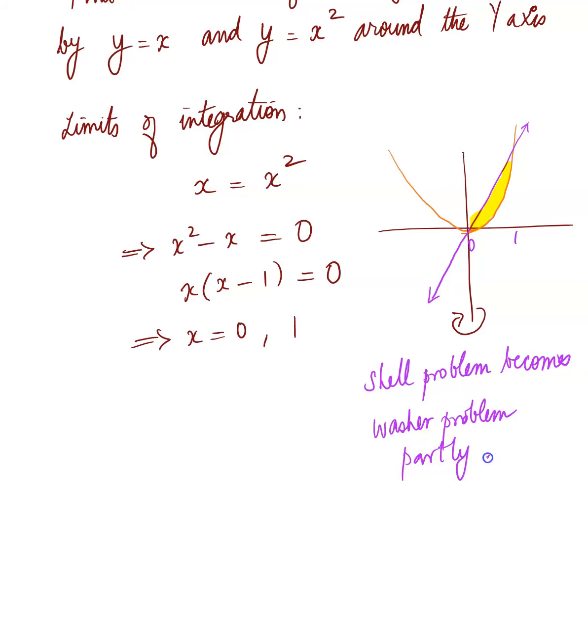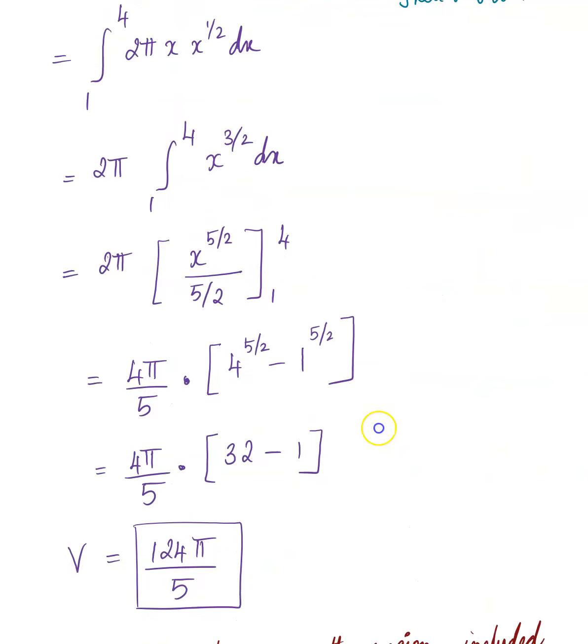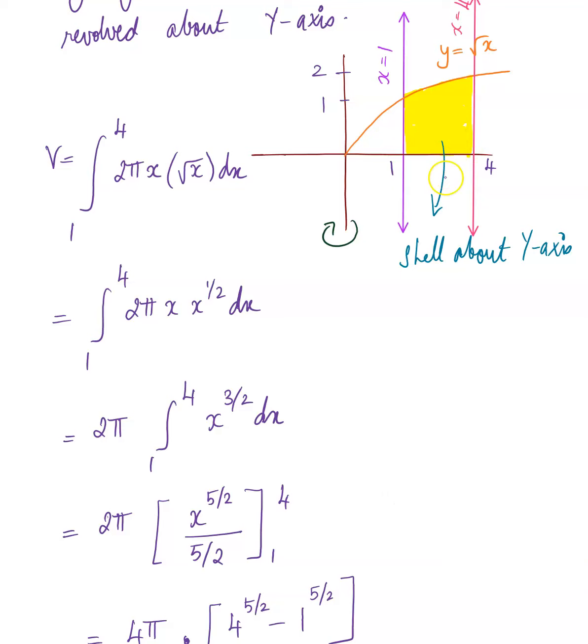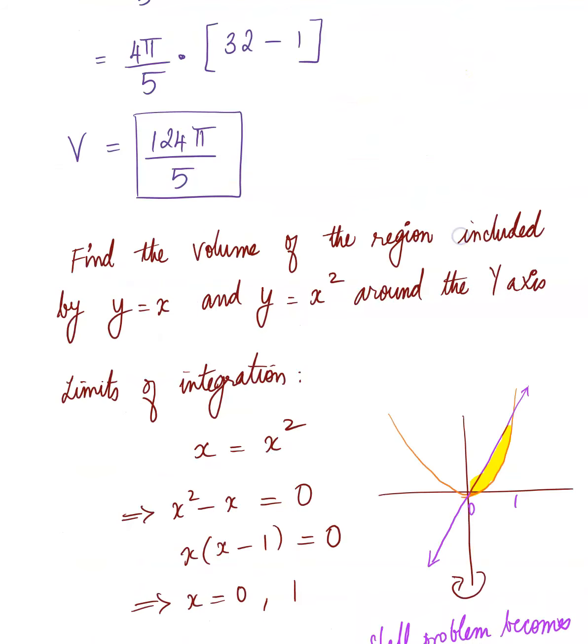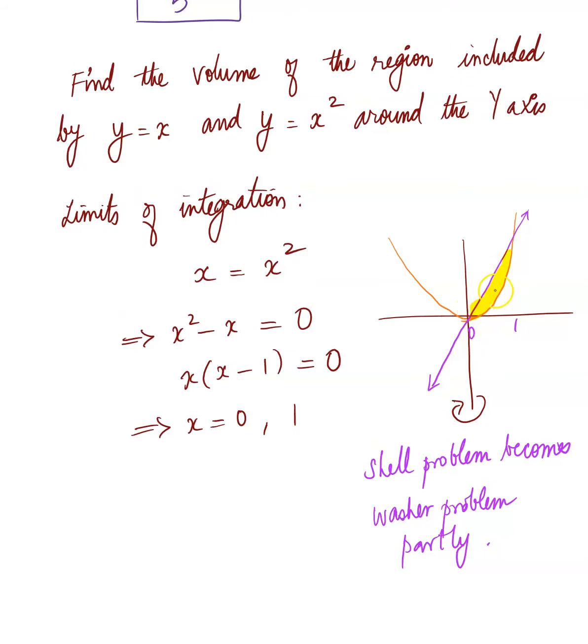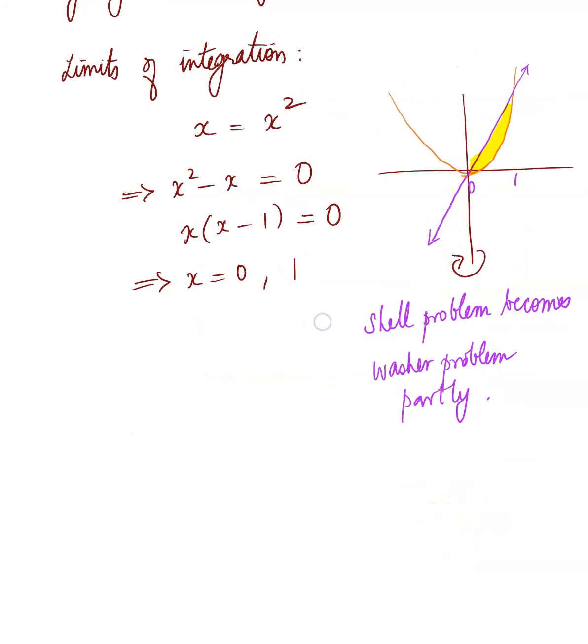partly. I say partly because for the shell problem we've usually only seen one problem, where the shaded region is hugging the x-axis, right? When it's hugging the x-axis, it's very clear which function we're using. f of x is clearly root x. But in this example, it is not hugging the x-axis. It's a region between two curves. And because of that, that's where the washer problem comes in partly. The volume in terms of shell problem is a to b, 2 pi x f of x dx. But this f of x is not so straightforward. That's what we're trying to say.